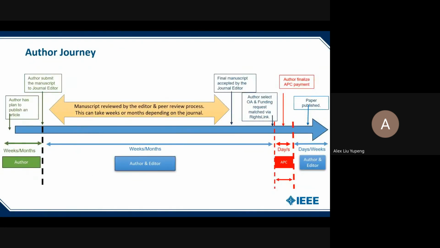This is the overall author's journey. The center part, between the black dotted line and the red dotted line, is the peer review period. After the peer review, the red portion only happens if you choose to publish as open access. Then there will be an APC charge. But if you decide to publish as a traditional paper, then there's no APC cost, right?